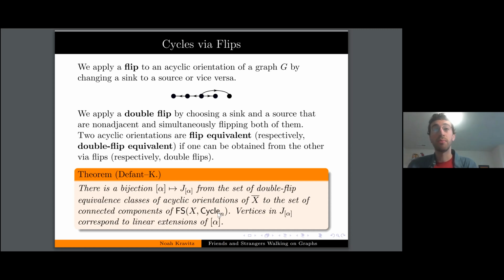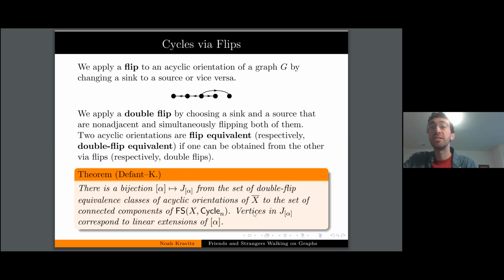And then you can see that when we apply this friendly swap, this is precisely applying a double flip to the underlying acyclic orientation of X bar. So that wasn't quite a proof, but you can make it a proof, and this gives that there's a bijection from the set of double flip equivalence classes of the acyclic orientations of X bar to the set of connected components of our friends and strangers graph of X with a cycle. And the vertices in such a connected component are precisely the linear extensions of the acyclic orientations in this double flip equivalence class.